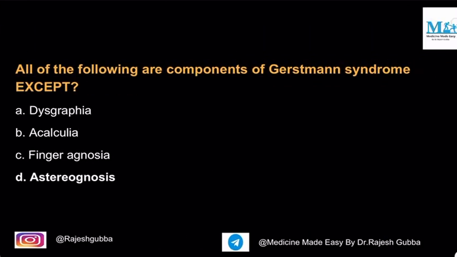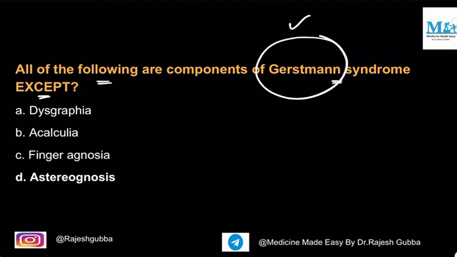So in this particular session, the first question is, all of the following are the components of the Gerstmann syndrome, except. The options are dysgraphia, acalculia, finger agnosia, stereognosis. This particular question of Gerstmann syndrome is a very important question which has been asked previously many a times in many of the entrance exams.